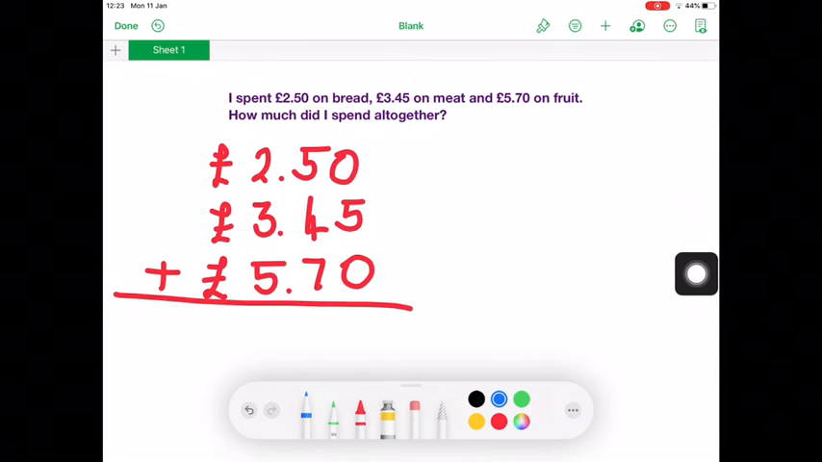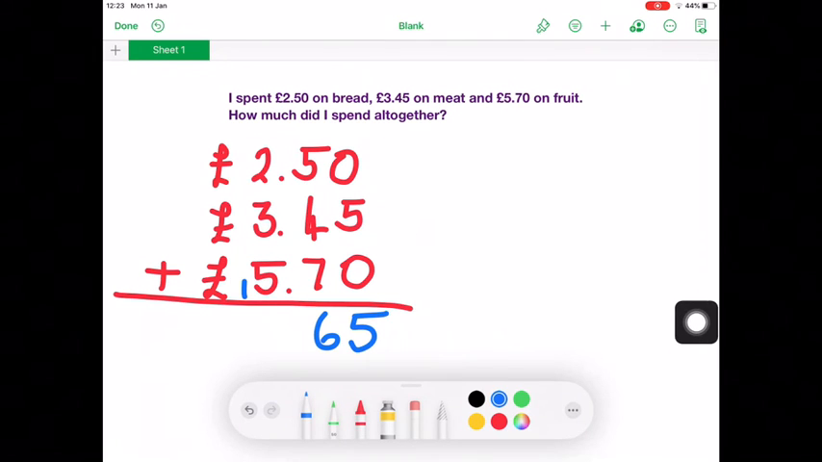So 0 plus 5 plus 0 is 5. Into our tens, 5 plus 4 plus 7. Now, how will we do that? 5 plus 4 is 9. I know that 10 plus 7 is 17, so 9 plus 7 will be 16. So I'll put my 6 down and I will carry my 1 over to my pounds column.